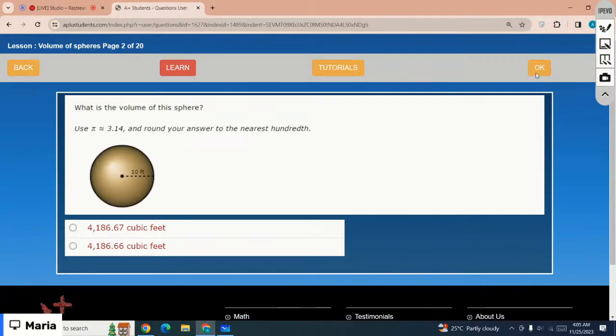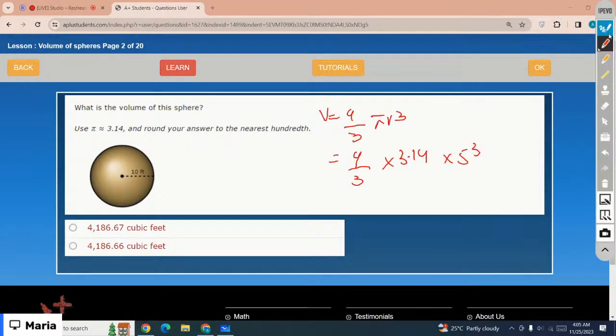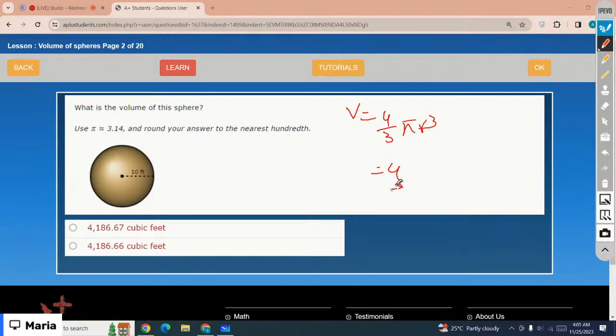Okay, the next one is what is the volume of the sphere? So the formula to calculate the volume of the sphere is V equals 4 by 3 pi r cube, right? So just put in the values, that is 4 over 3, pi equals 3.14, and r is 10, that is 10 cube, right?